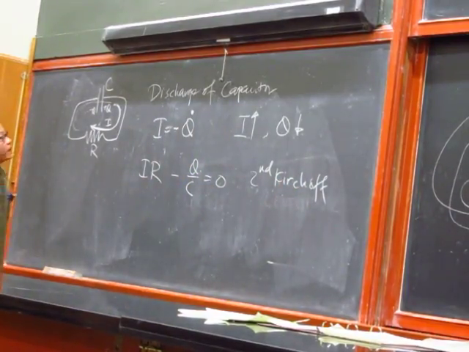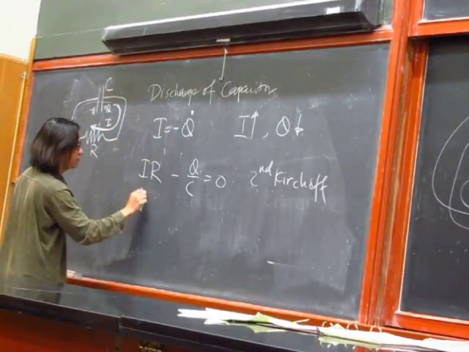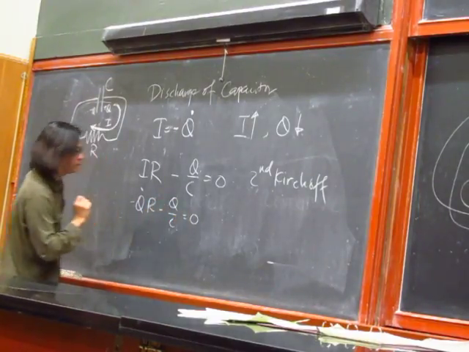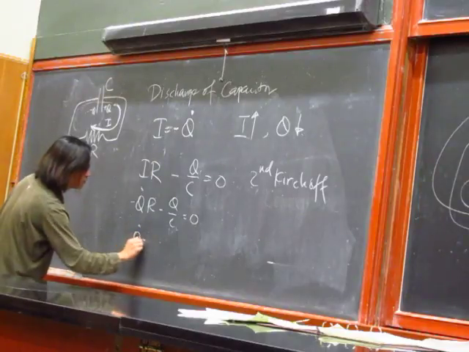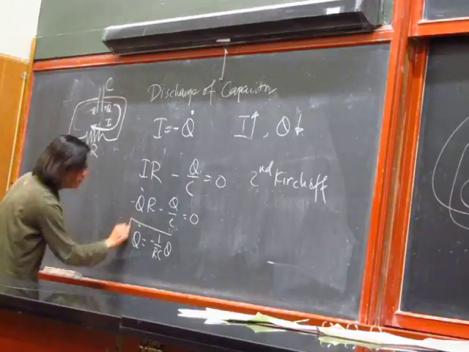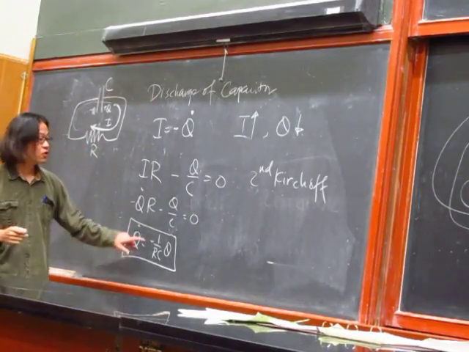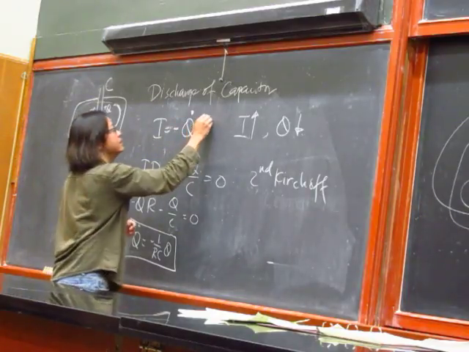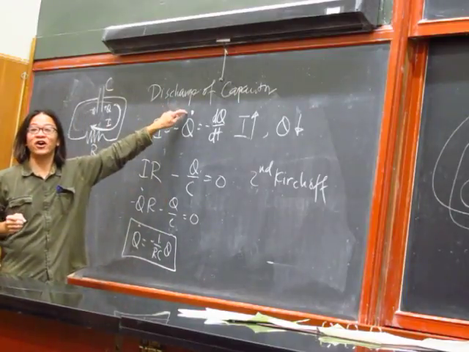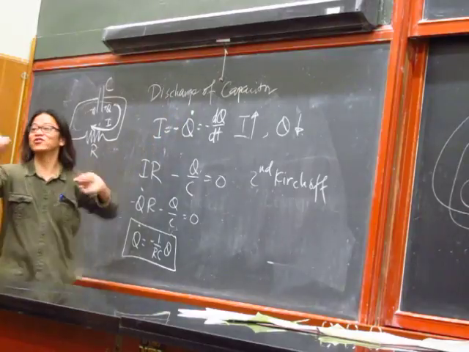But I is Q dot. So minus Q dot R minus Q over C is equal to 0. So Q dot becomes minus 1 over RC times Q. This is the differential equation. And what is Q dot? Q dot is the minus dQ dt. Anytime I put a dot, it's a time derivative. You familiar with this? You just forgot, right?